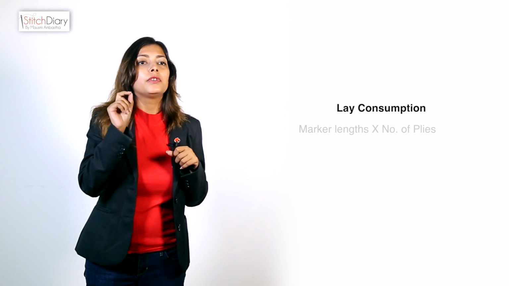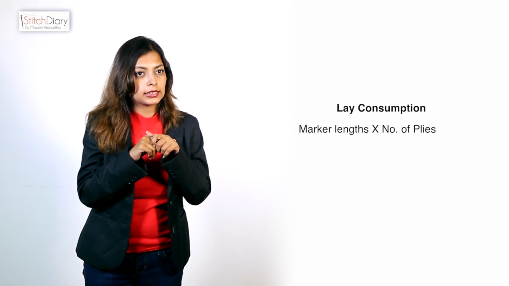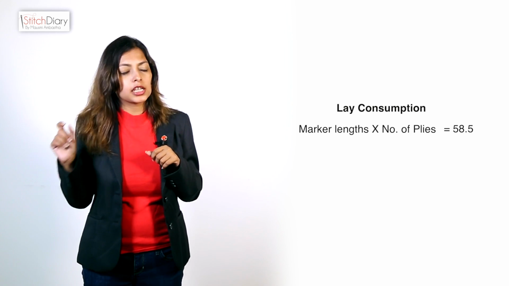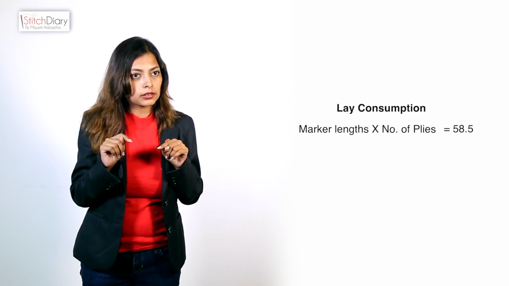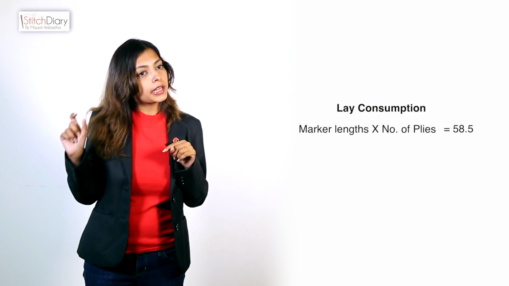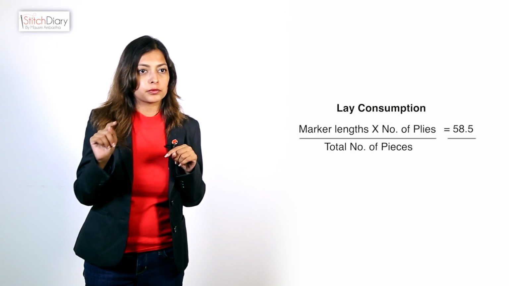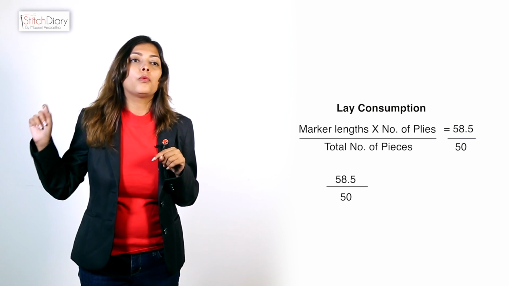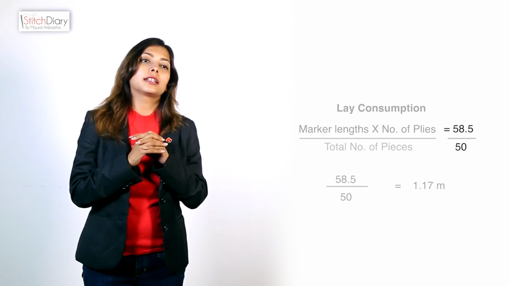For that, we need to first multiply marker length by number of plies. This gives us a number of 58.5 meters. This is the total amount of fabric being used in this order. Now when we divide 58.5 by the total number of pieces that are being cut in this plan, which is 50, we get the lay consumption of 1.17. This can also be called weighted marker consumption.